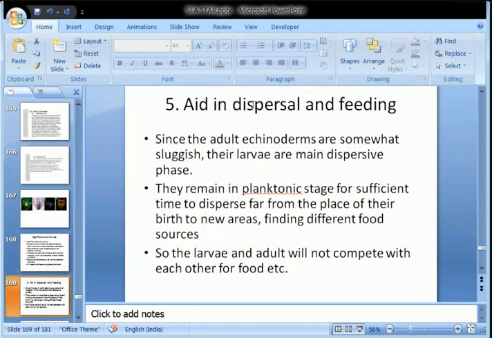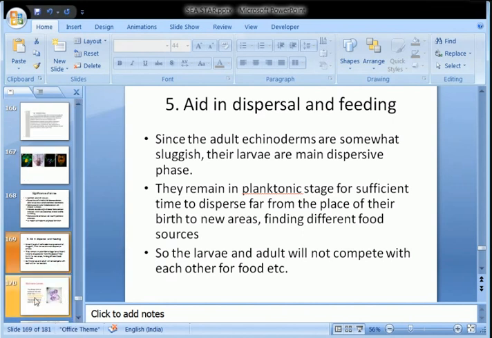Then the importance of larvae is that they aid in dispersal and feeding. Since adult echinoderms are somewhat sluggish, they don't disperse that much. Their larvae are the main dispersive phase. They remain in this planktonic stage for sufficient time to disperse far from the place of their birth to new areas, finding different food sources. So what is the purpose of this dispersal? So that the larvae and adult will not compete with each other for food and space, etc. So they aid in dispersal and feeding. So this is another significance of these larval forms.